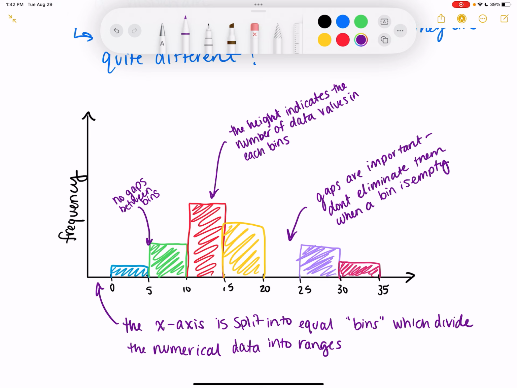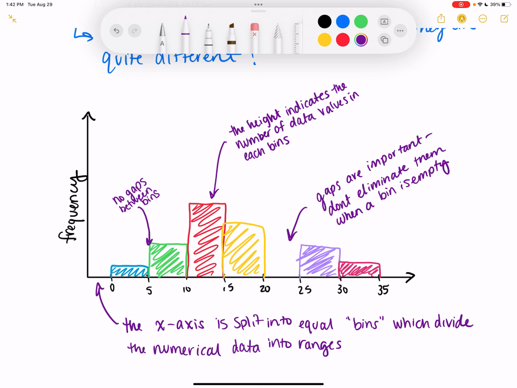But otherwise, the bars are touching. The height of it is basically how many data values are in the bins. So how many things actually fit in that region of, say, 10 to 15 had the most, 0 to 5 had the least, things like that.